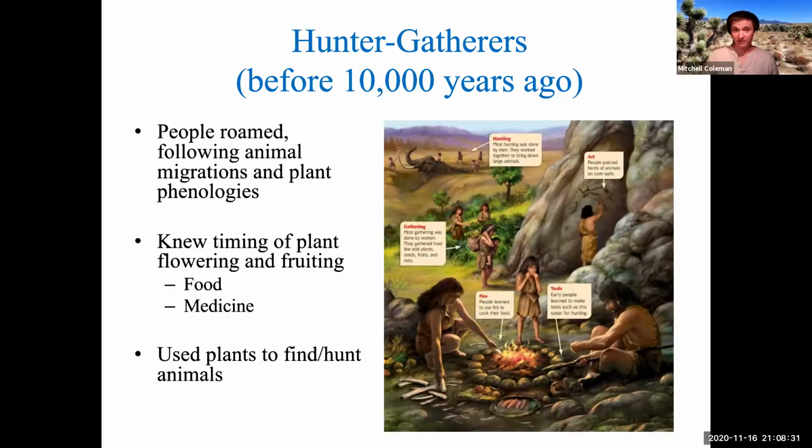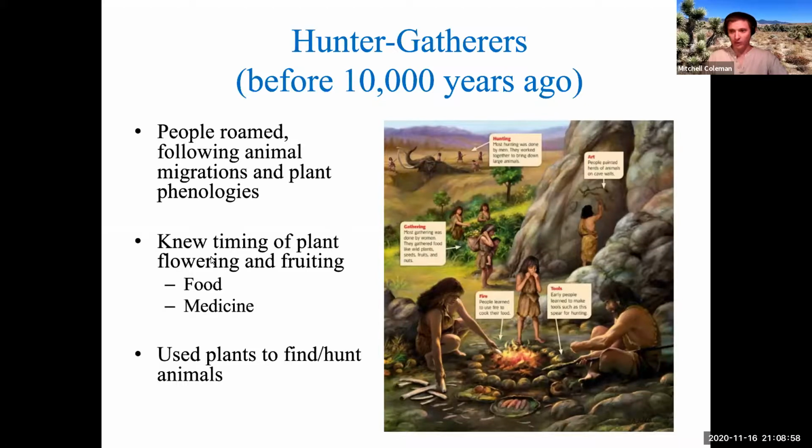For one, because they were gatherers, they gathered food directly from nature for their sustenance. But then they were also following large organisms that themselves were dependent on the seasons, and so they had to follow where the game was going. So people roamed following animal migrations and plant phenologies, which is basically when things are blooming.